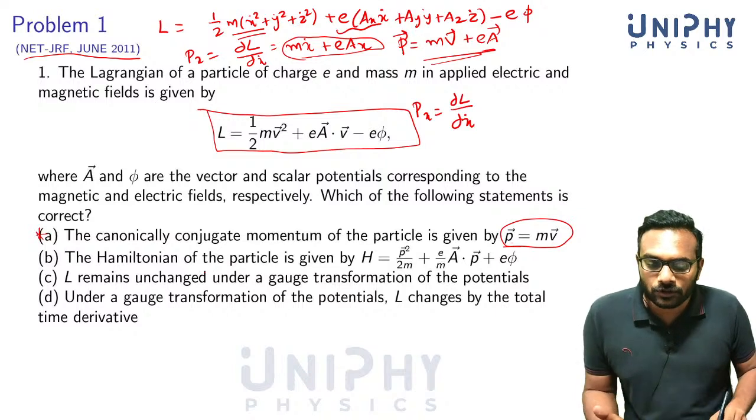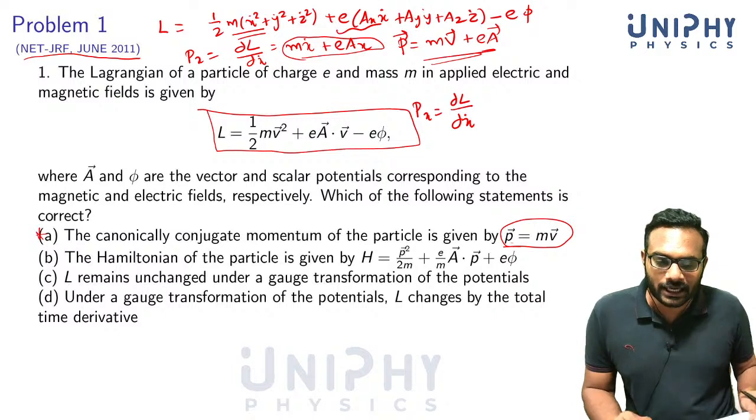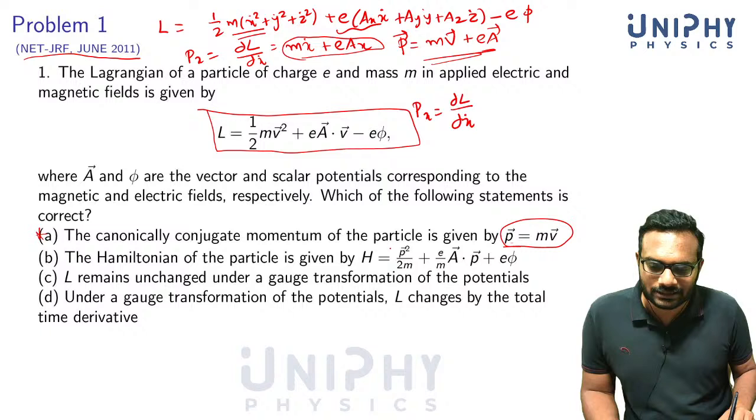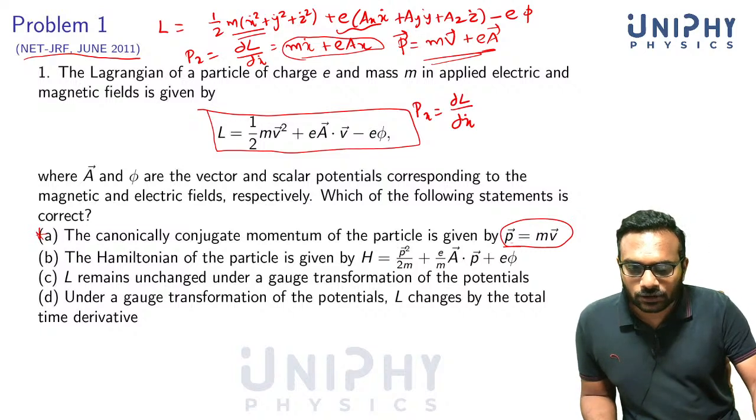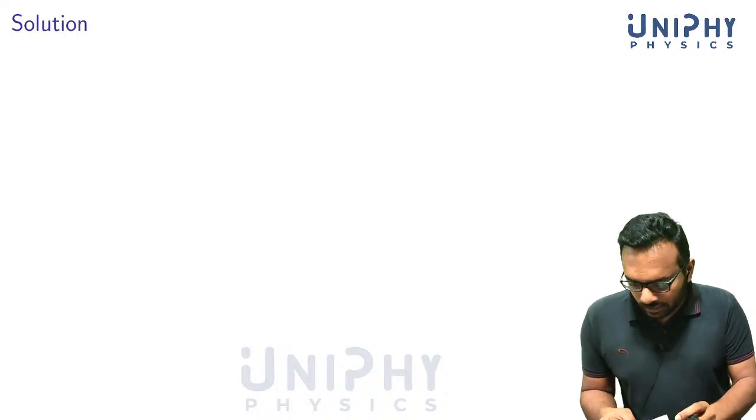Now the Hamiltonian of the particle is given by H equal to p square by 2m plus E by m A dot p plus E phi. Is that correct? We can easily check this. It's easy to check this. Okay, let's do that here. All right. So we'll just check this.